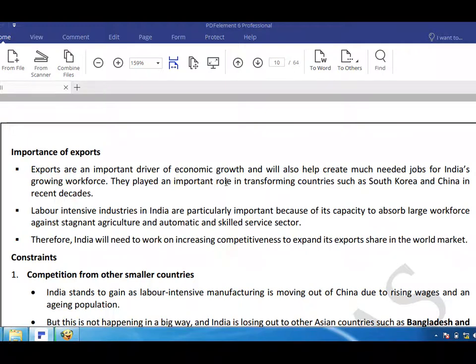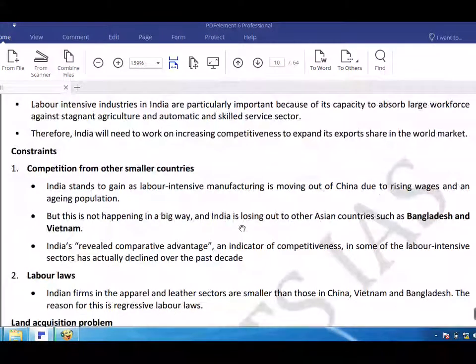Constraints. 1. Competition from other smaller countries. India stands to gain as labor-intensive manufacturing is moving out of China due to rising wages and an aging population. But this is not happening in a big way, and India is losing out to other Asian countries such as Bangladesh and Vietnam. India's revealed comparative advantage, an indicator of competitiveness in some of the labor-intensive sectors, has actually declined over the past decade.